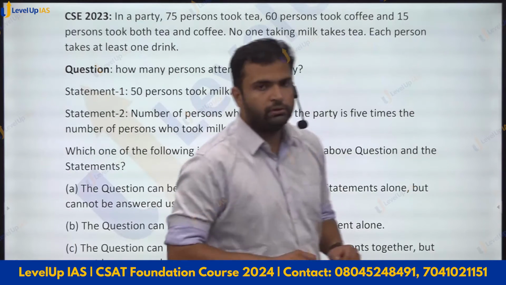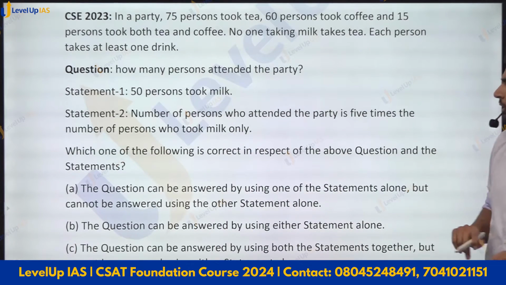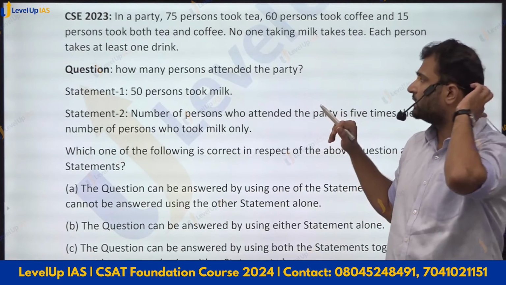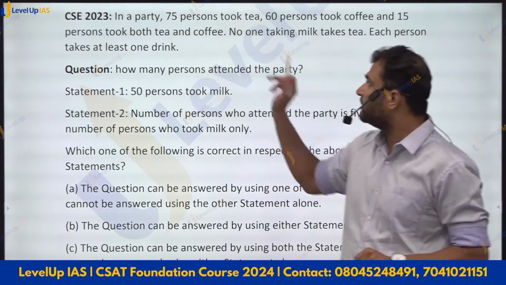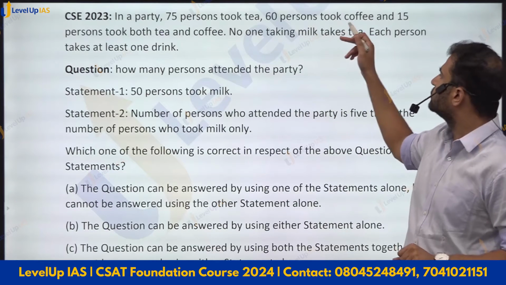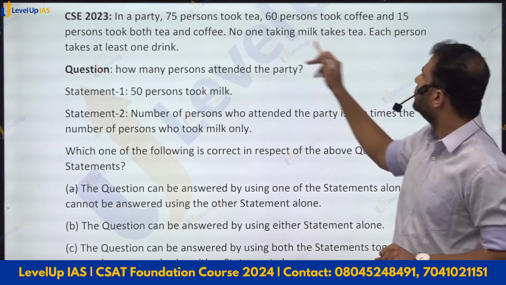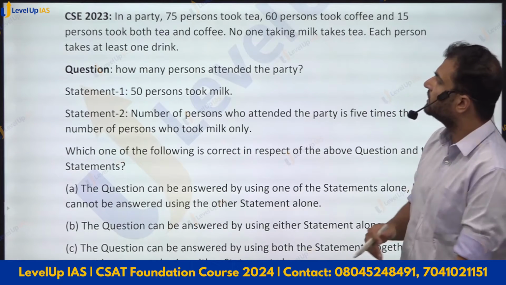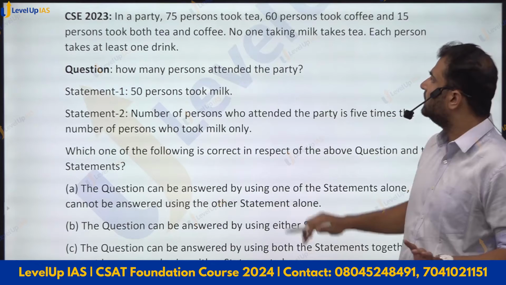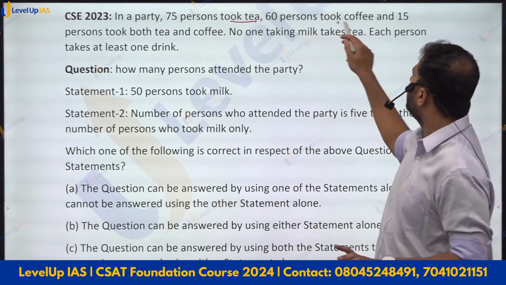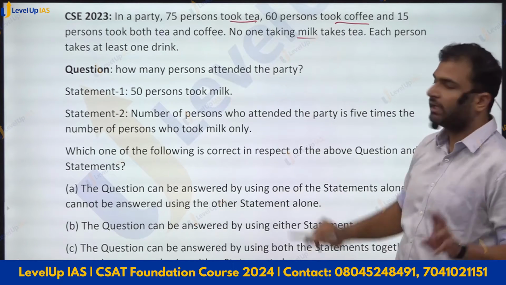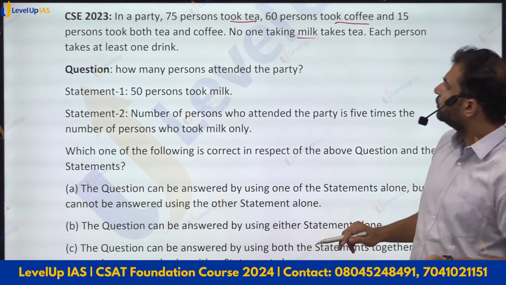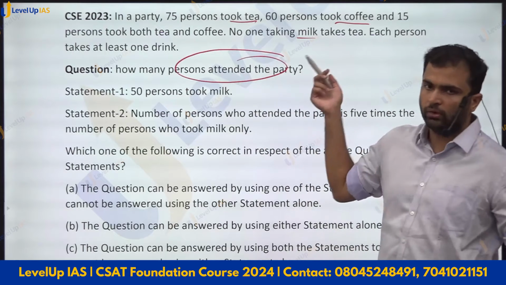Again, this is a typical question from the Venn diagram type of questions, but it can be solved very easily using the equations chapter. So let us see, there is a party, we have 75 persons who took tea, 60 persons who took coffee, 15 took both, no one taking milk takes tea, and each person takes at least 1 drink. So how many drinks are there? Firstly, there is tea, there is coffee, and there is milk. There are 3 drinks, and every person takes at least 1 drink, that is given. The question is, how many persons attended the party? So the total number of people is asked.